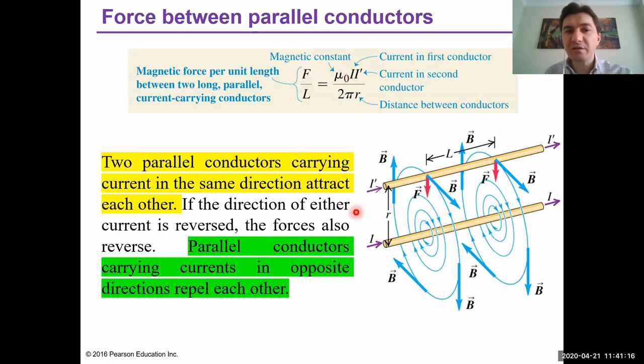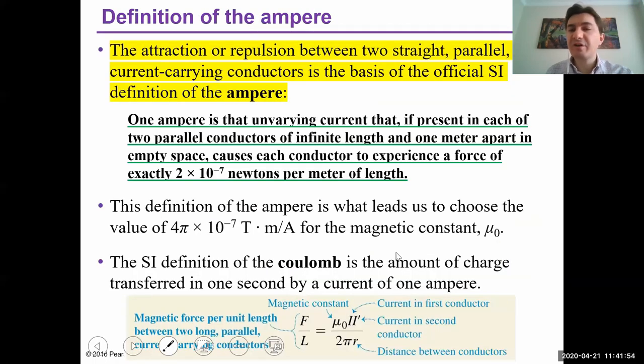If the directions of the currents are the same, you can consider that positive, positive. Then here you have positive force. It means that there is an attractive force between the conductors. If one of them is opposite to the other, then there will be one negative, let's consider. Then negative force, okay, there is a repulsive force in between. So this formula can also be used in order to understand the attractive and repulsive forces between parallel conductors. Any question here?